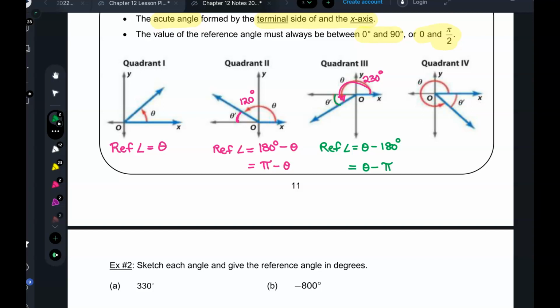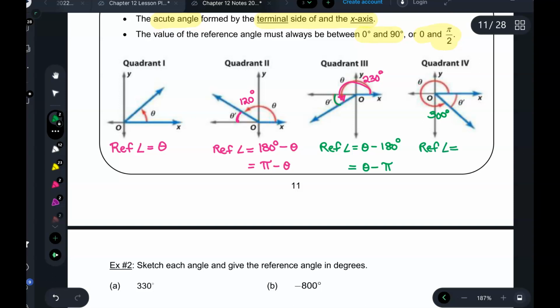Okay, now quadrant 4. Give me an angle that would be in quadrant 4. Like 300. 320. Okay, how do I find the reference angle now? How much is it all the way around? 360. So if this is 300, 360 minus 300. 360 minus the angle. Or in radians, it would be 2 pi minus theta.